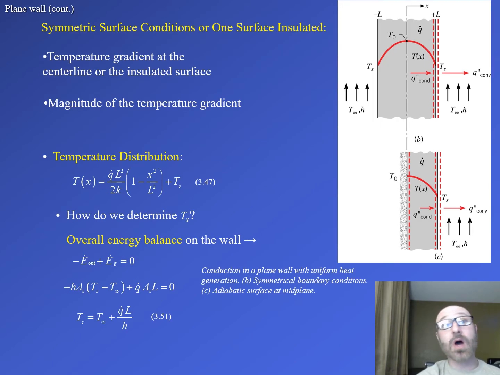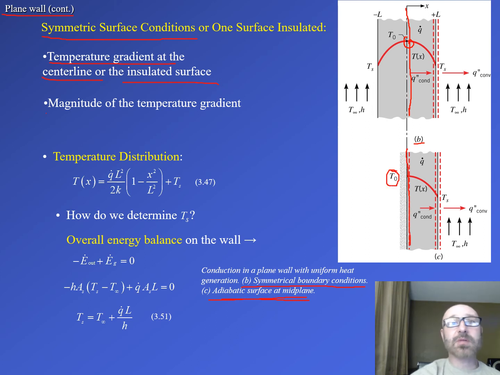As we continue on with our plane wall, we're going to take a look at conduction with uniform heat generation. We're going to look at that for symmetrical boundary conditions and an adiabatic surface at a midplane. If we're talking about symmetric surface conditions, as in the top at part B here, we want to find our temperature gradient at the center line. Our center line goes right down through, and that's our T naught there. But for our adiabatic surface at a midplane, we may be looking at the insulated surface. We can see that same line is right at our insulated surface, and there's our T naught there.